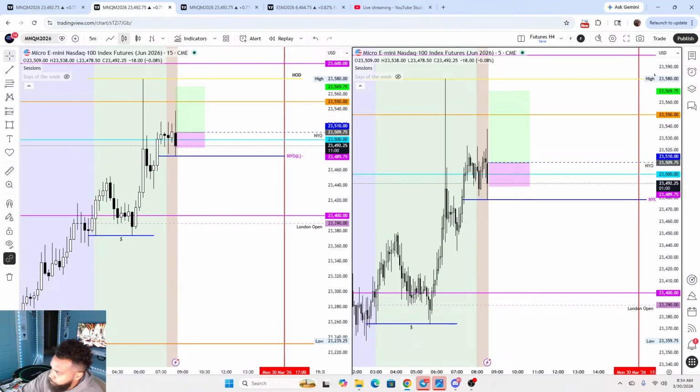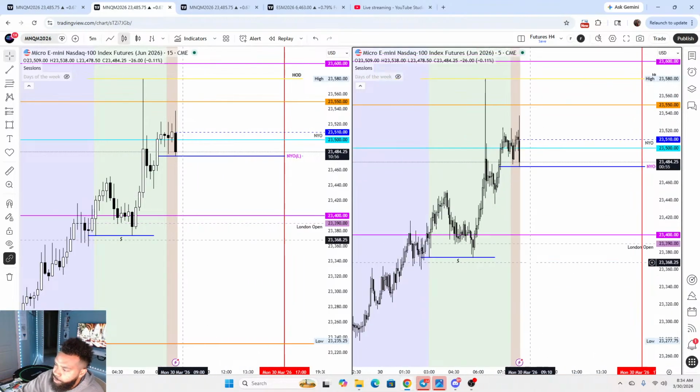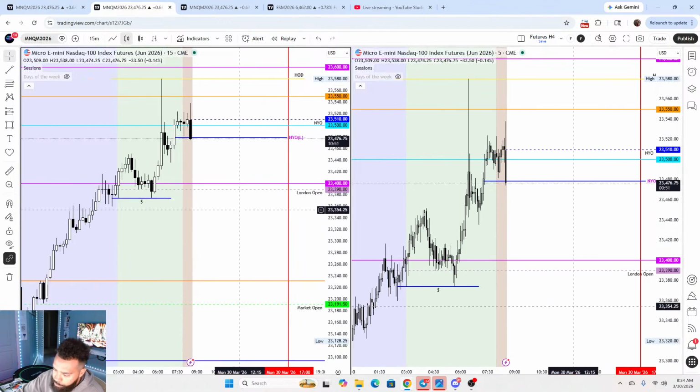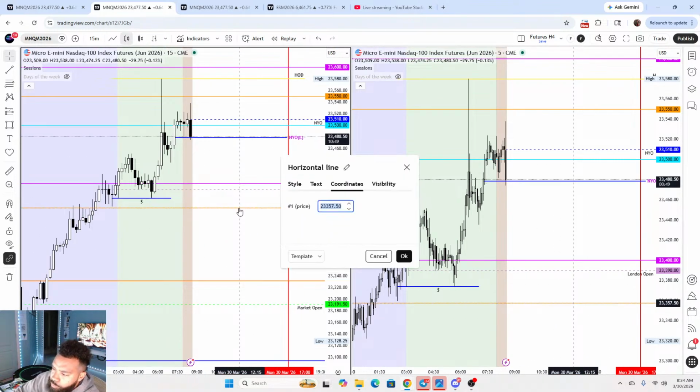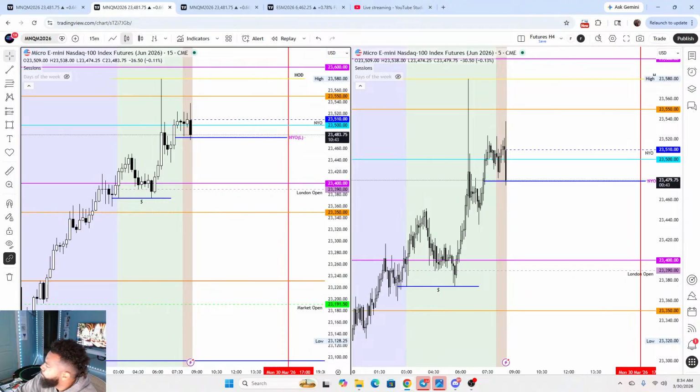The 5 minute looks pretty heavy, so that area looks invalid, so we'll just wait. But I think if we can get to that level that we talked about pre-market here, this is going to be the good level. We didn't get the 1 minute signal there. 23,350s we're looking for. Let me take a screenshot of this just really quick.